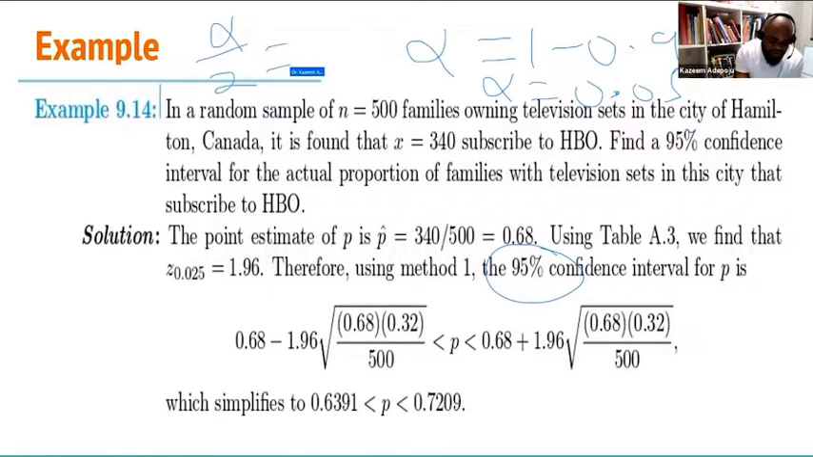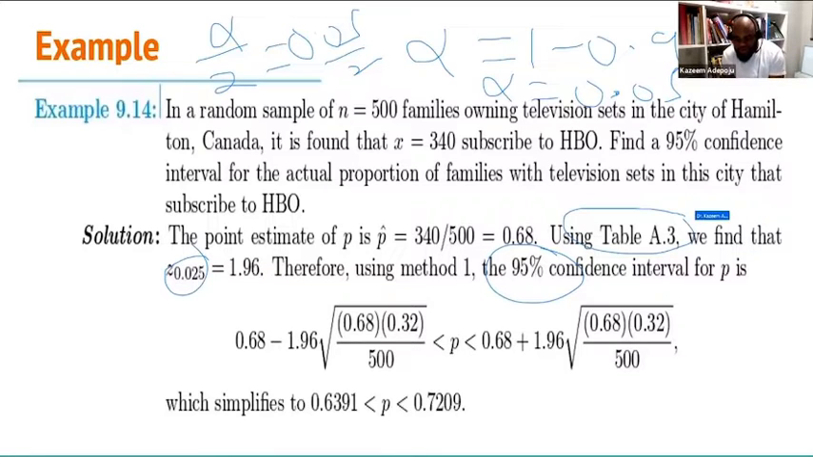So 0.05 divided by 2 is going to give you 0.025. So by the time you go into a normal table, table 8.3 in the textbook, you're actually going to check under the level of significance 0.025. Okay, what is the value of Z? Of course, the value of Z is going to be 1.96, and that is what we plug in here.